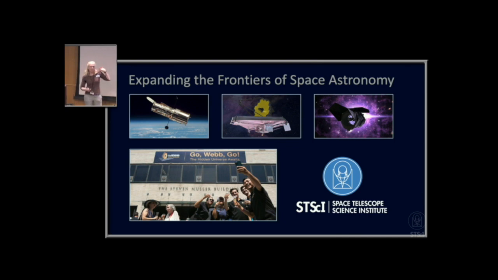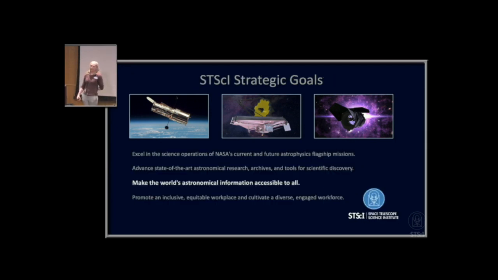So we manage the telescopes, and in our Office of Public Outreach, we tell everybody about all the discoveries. As Mark let you all know before, we have four strategic goals, and I'm going to focus on the third one, which is making the world's astronomical information accessible to all. Now, that means a lot of things.